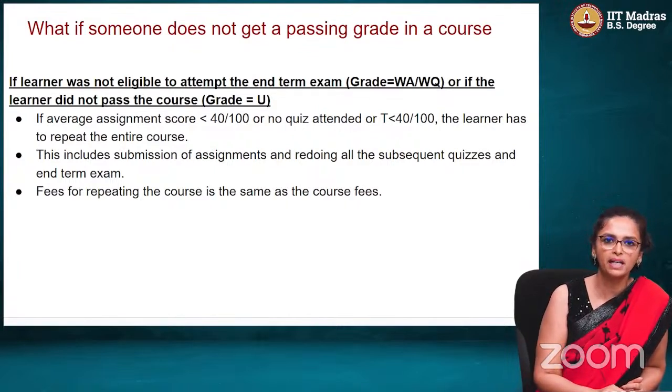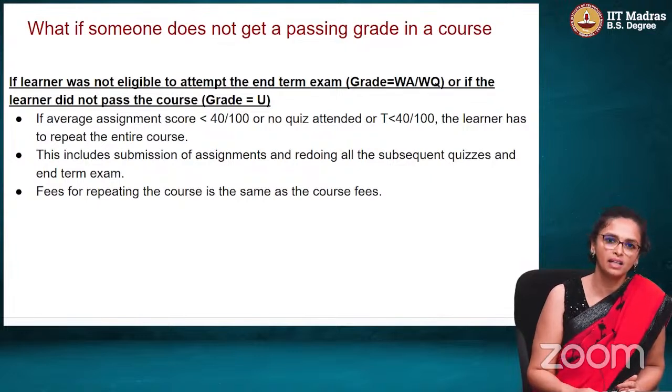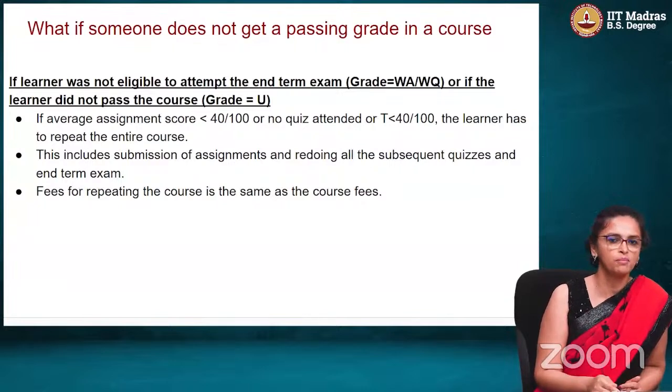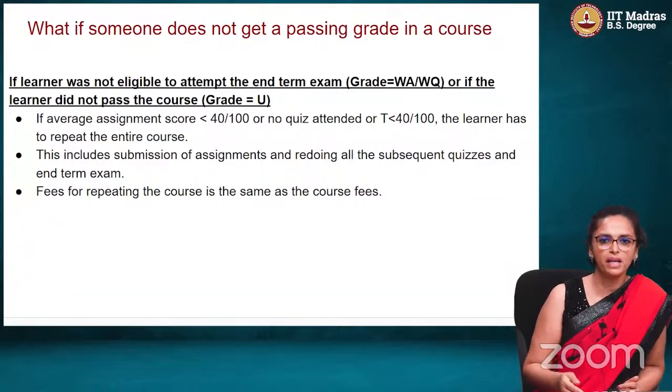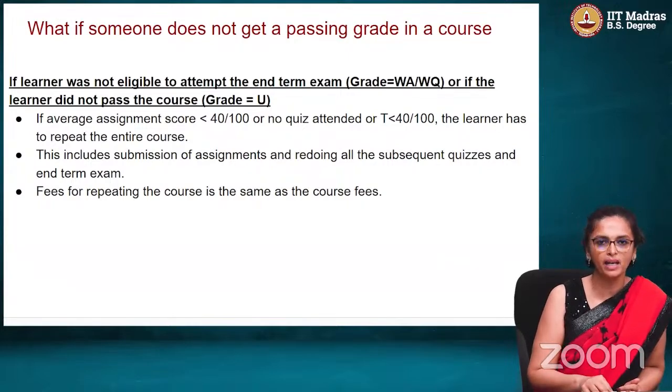And the fees for repeating the course is the same as the regular course fee. So, if the course fees for you in general category was 4,000 and you got a WA, WQ grade in that, then you pay the 4,000 again for that course, register for it in the next subsequent terms and you complete it. So, this is what you have to do if you got a WA, WQ or a U grade.